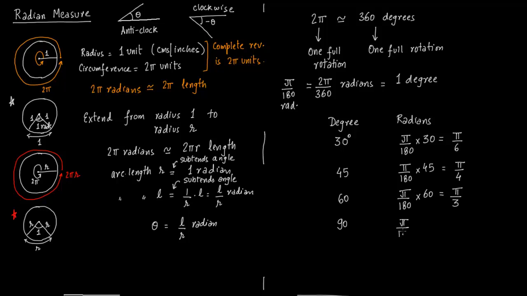90 degrees is pi by 180 times 90. This will give you pi by 2 radians. 180 degrees is pi by 180 times 180, which is pi radians. 270 degrees is 3 by 2 pi radians. And 360 degrees is just 2 pi radians, as we started with.